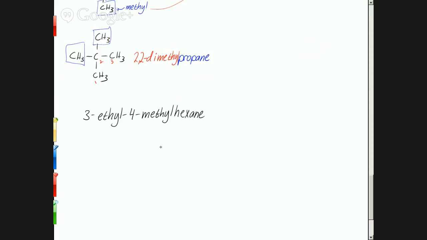So how many carbons is that? 6. So we just write down 6 carbons in a row. We won't put the hydrogens in just yet. We'll do that later. So we'll put down 6 carbons in a row, and let's number them so we know what's where. So 1, 2, 3, 4, 5, 6.